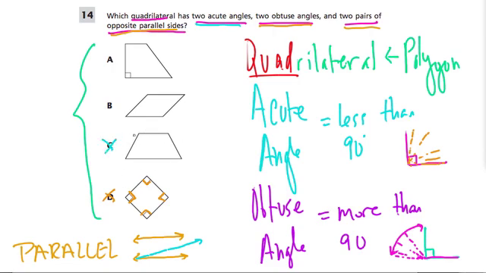So this choice is out because this line and this line, even though they turn or bend in the shape, eventually if we extended them they would hit each other. So this is out. We don't have two sets here, and so is A. Because here, this line and this line eventually would meet, so they're not parallel. So the answer has to be B.